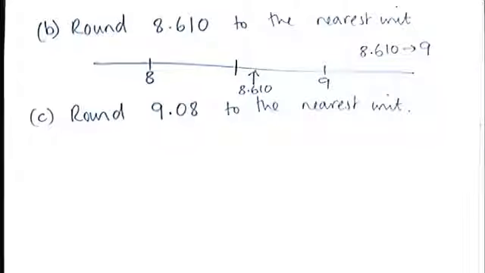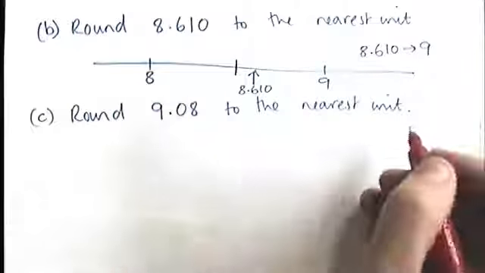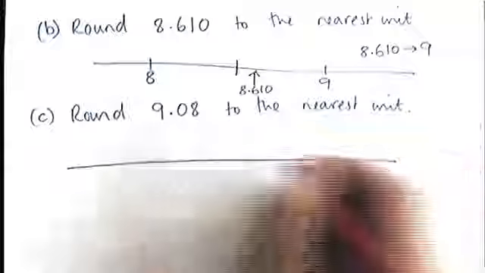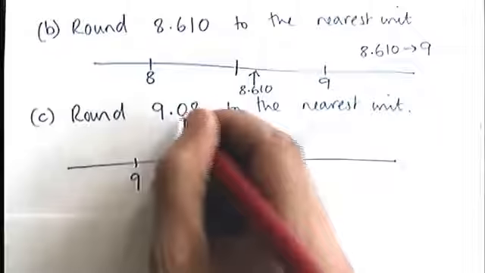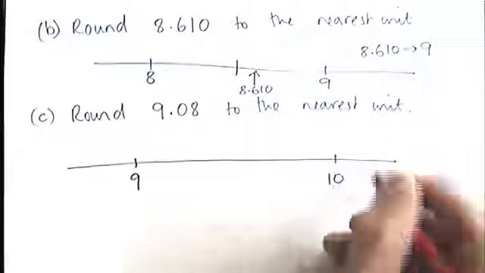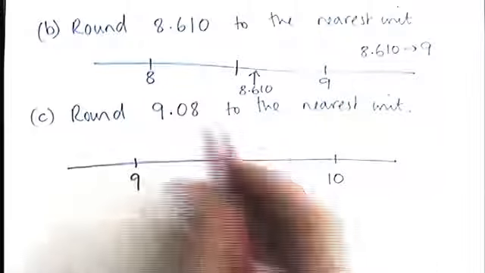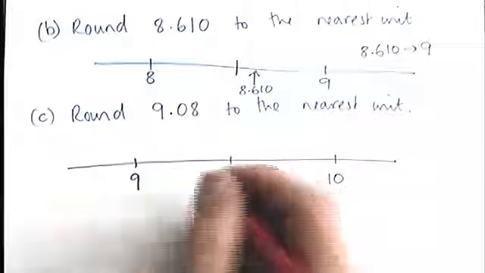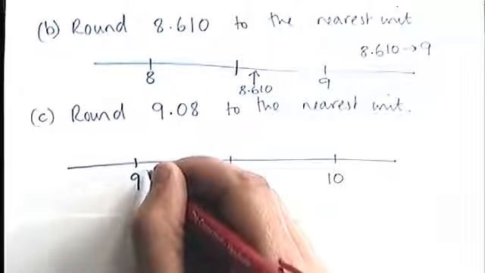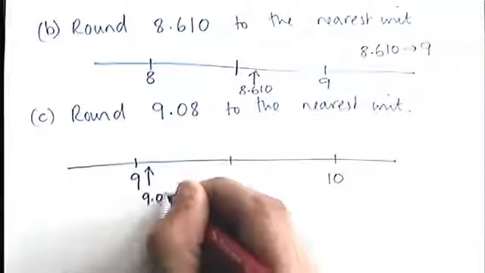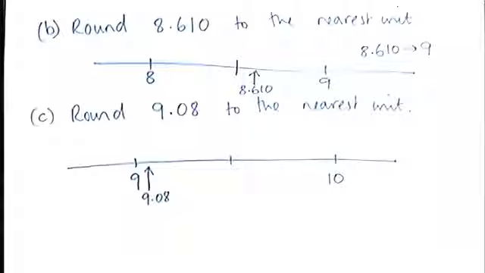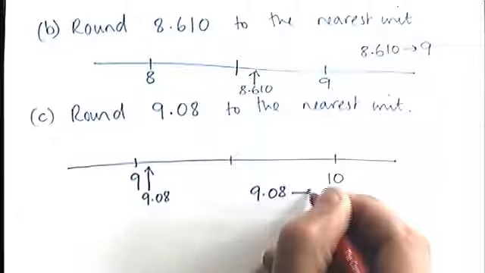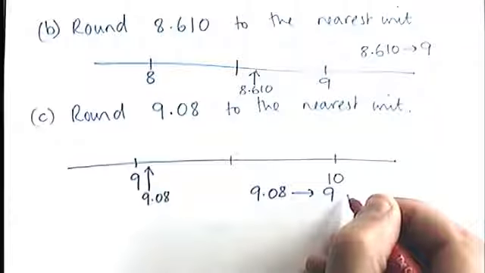This one here, round 9.08 to the nearest whole number, nearest unit. Once again we'll go for a number line. Now I know 9.08 is bigger than 9, but smaller than 10. But 9.08 is like £9 and 8 pence. It's nowhere near £9.50, right? So it's right down here, £9 and 8 pence, just in there. So we say that rounds to 9 to the nearest whole unit.